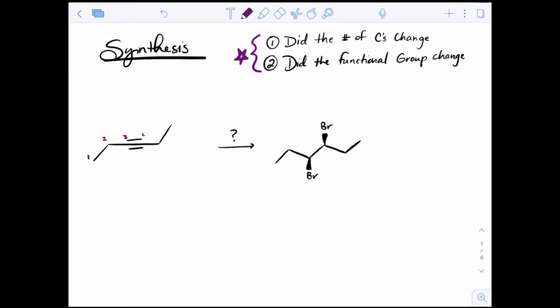1, 2, 3, 4, 5, 6 in the reactant. 1, 2, 3, 4, 5, 6 in the product. So the number of carbons in this first example did not change, but we do see that there's functionality that has changed, specifically between carbons 3 and 4. It was a carbon-carbon triple bond, and now it is a vicinal dihalide where the two bromines are next to each other. Now, we don't really know how to add bromine syn addition, but we do know how to add them anti-addition.